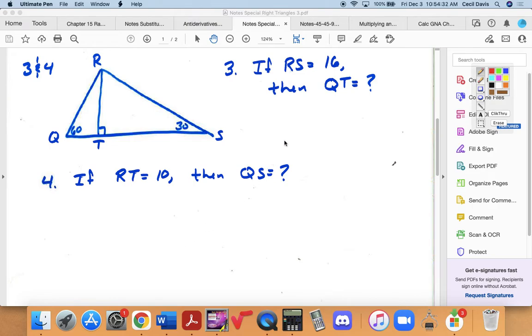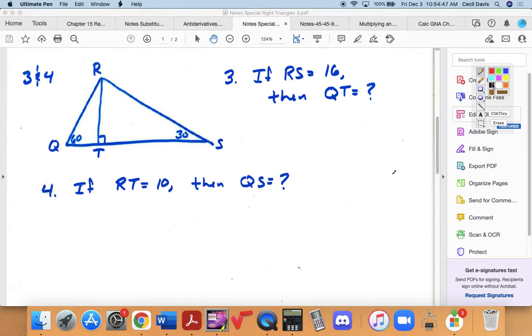All right, so let's take a look at these two problems. We are going to use this diagram twice. I'm going to redraw it for the second one, or you should when we get to that. So it says the length of RS is 16. What is the length of QT?